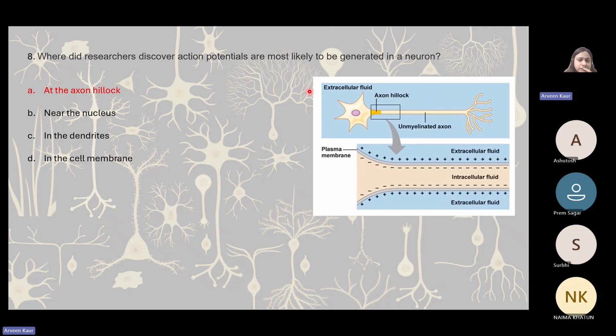Also, the threshold that has to be crossed is lower over here as compared to, say, in dendrites or the cell body, right? So these two things favor one another, and it is generally the region where the action potentials are generated in a neuron.